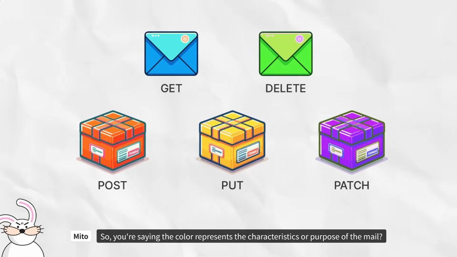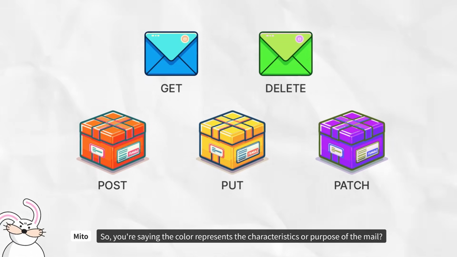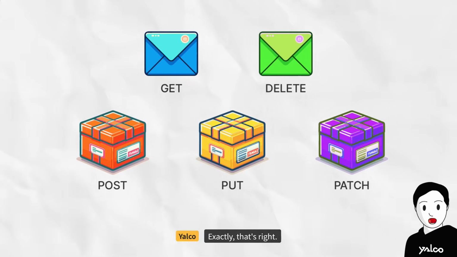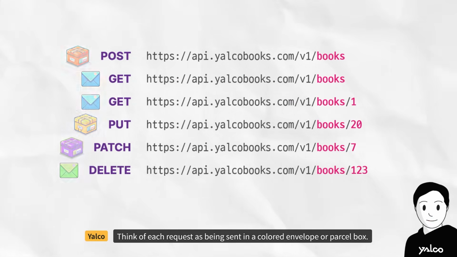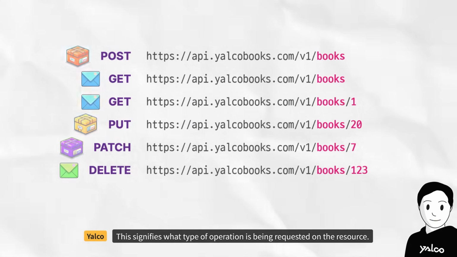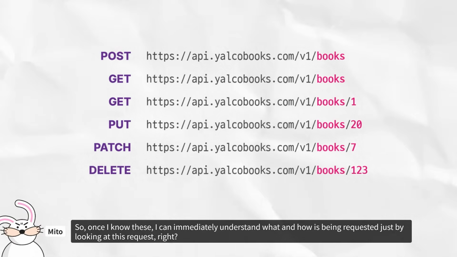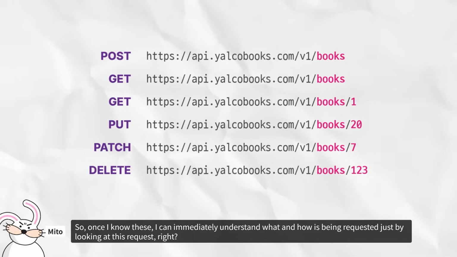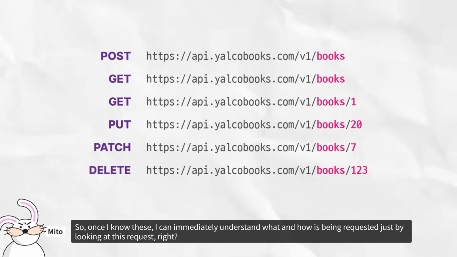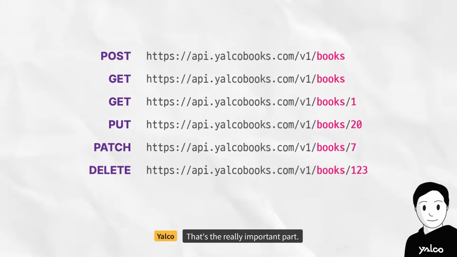So, you're saying the color represents the characteristics or purpose of the mail. Exactly, that's right. Think of each request as being sent in a colored envelope or parcel box. This signifies what type of operation is being requested on the resource. So, once I know these, I can immediately understand what and how is being requested just by looking at this request, right? That's the really important part.